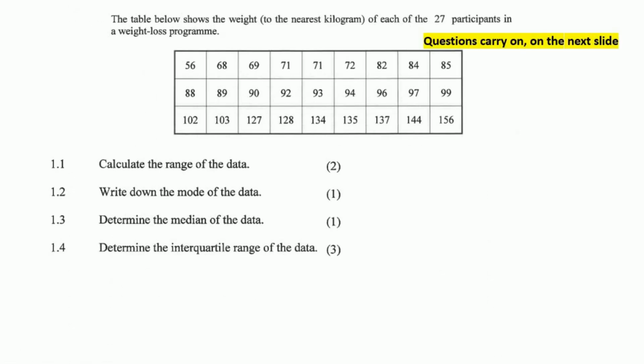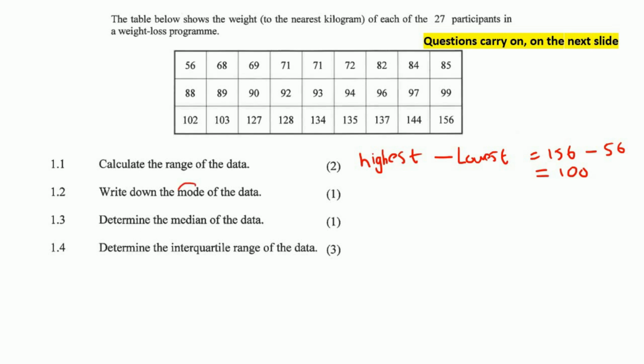So let's begin. The table below shows the weight to the nearest kilogram of 27 participants in a weight loss program. Calculate the range. So the range is always the highest minus the lowest, which would be 156 minus 56, which is 100.